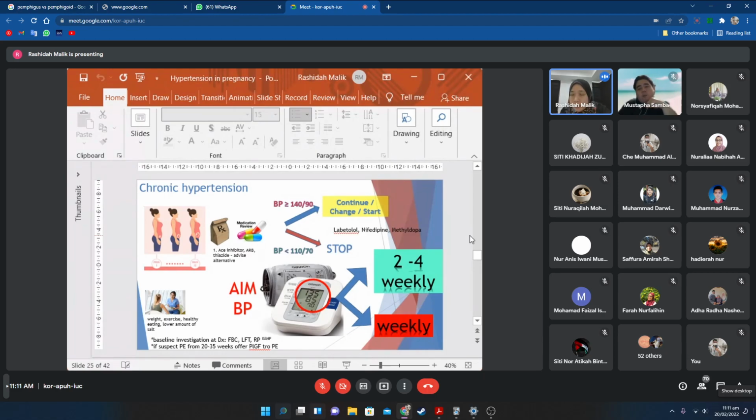People are a bit hesitant to start labetalol during early pregnancy because beta blockers have been shown to cause fetal growth restriction in babies. So clinicians are a bit hesitant to start labetalol in early pregnancy. But if the patient is already 28 weeks and above, we usually start labetalol first. But in early pregnancy, usually the first line we will start is methyldopa. That is what I have been seeing so far.